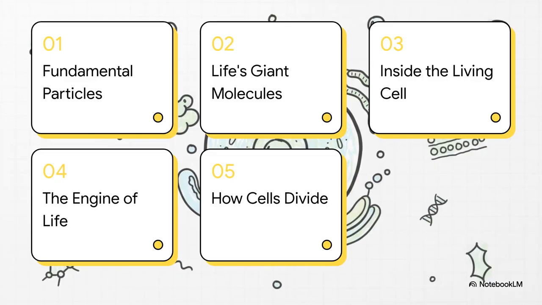So, here's our game plan. We're going to start small, like really small, with the fundamental particles. Then we'll see how they build life's giant molecules. From there, we'll zoom into the cell itself, check out the engine that powers it, and finish up by looking at how cells reproduce. It's a logical path from the ground up.